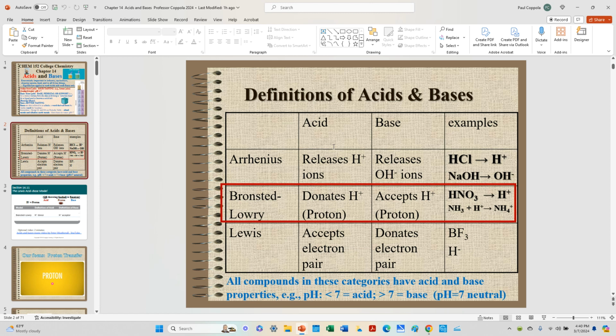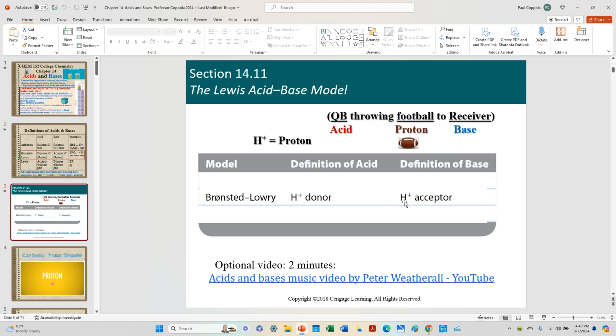The thing that I want to highlight here is the definition that you should know, the Bronsted-Lowry definition: an acid is a proton donor, a base is a proton acceptor. And slide 3 just repeats the same thing. And because we had the Super Bowl, you could think of it as a soccer ball or football. The quarterback is the acid. He throws the football to the receiver, the base. So the acid gives away the proton and the base receives it.